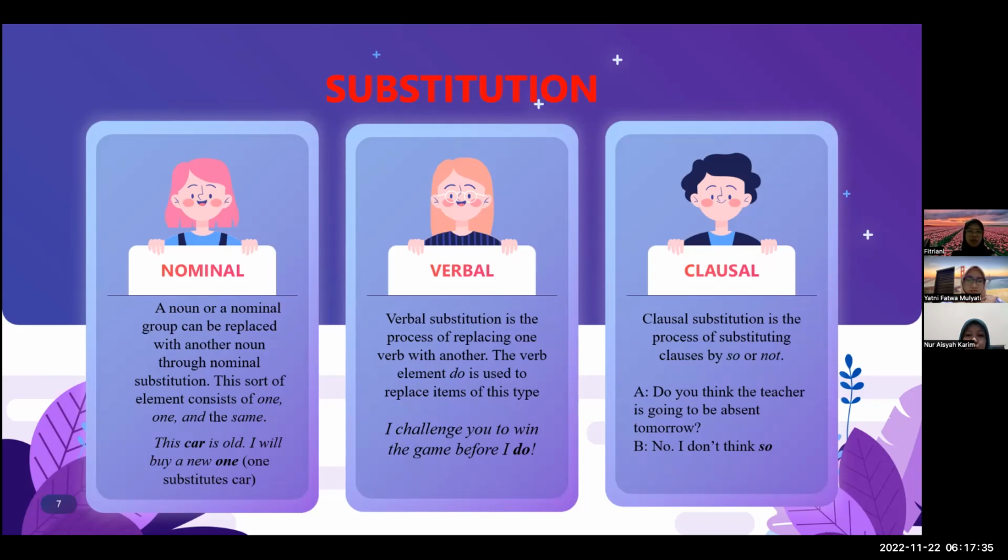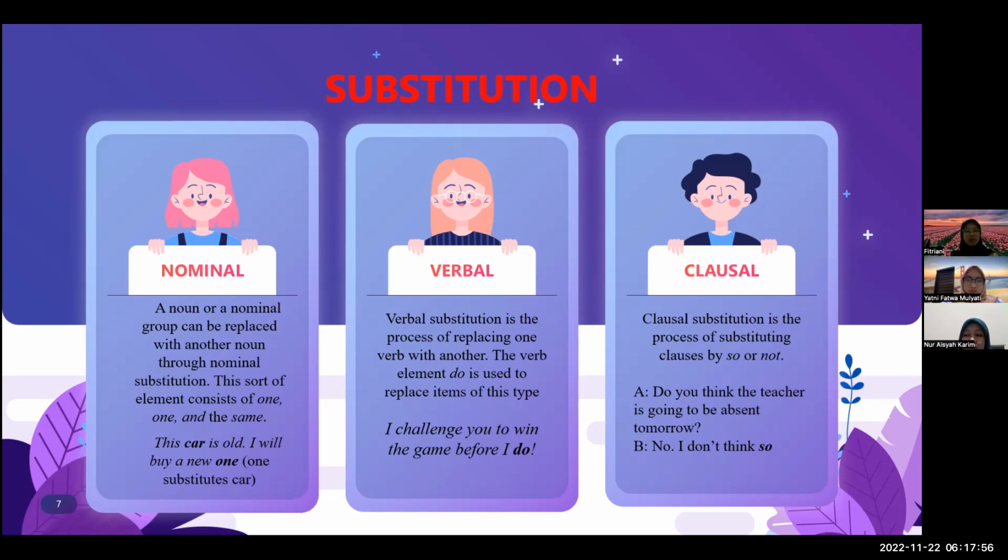Substitutes car, right? This is to avoid the repetition of the word car. And the second one is verbal. Verbal substitution is the process of replacing one verb with another. And the word that is usually used in this kind is the word do.